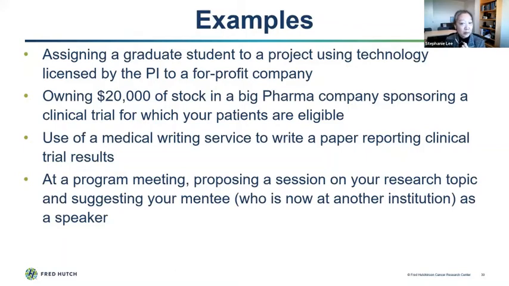What about at a program meeting, you propose a session on your research topic and you suggest your mentee, who is now at another institution, as a speaker? Is that a conflict of interest? Well, it actually is a conflict of interest.